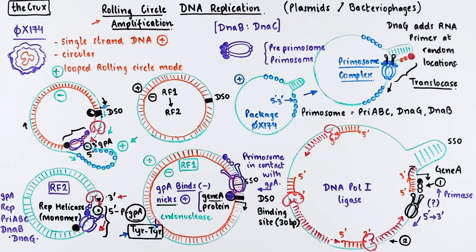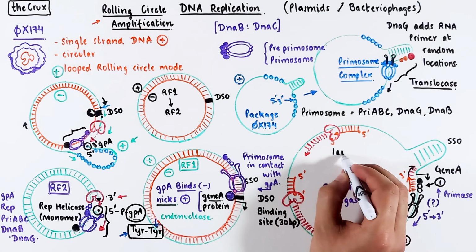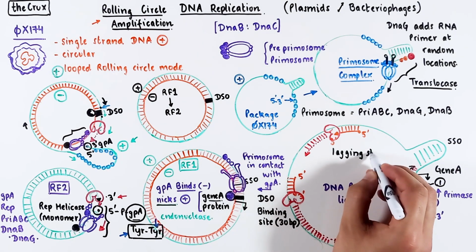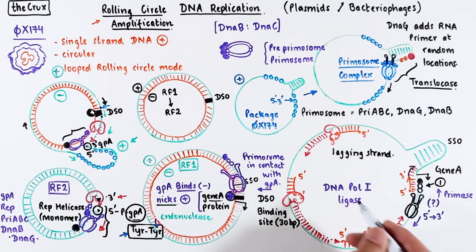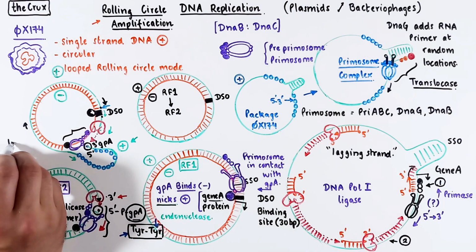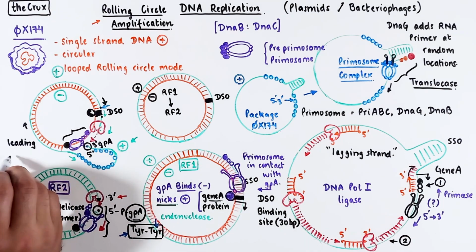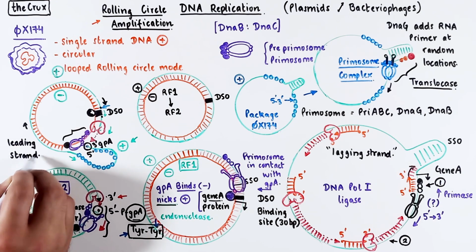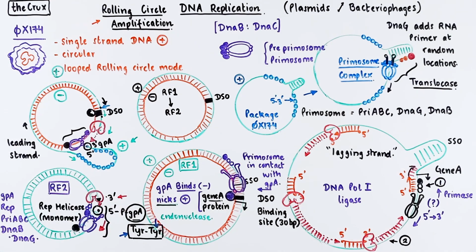In contrast, the PhiX174 uses discontinuous replication for the minus strand, which is sort of reminiscent of lagging strand DNA synthesis. And the plus strand here is generated by a continuous leading strand DNA synthesis style. So even within rolling circle modes, you can have very different ways to perform DNA replication.